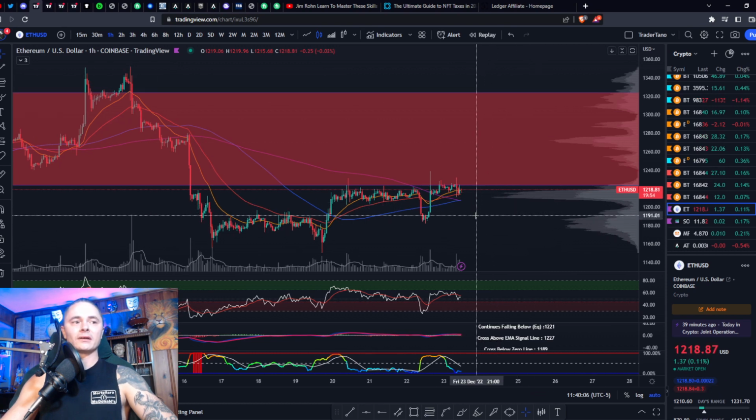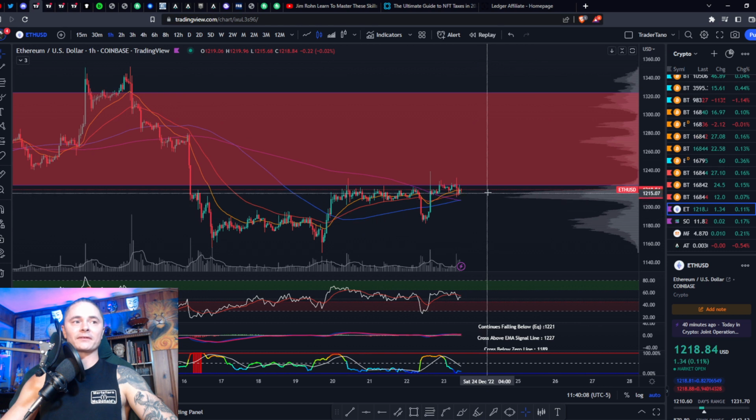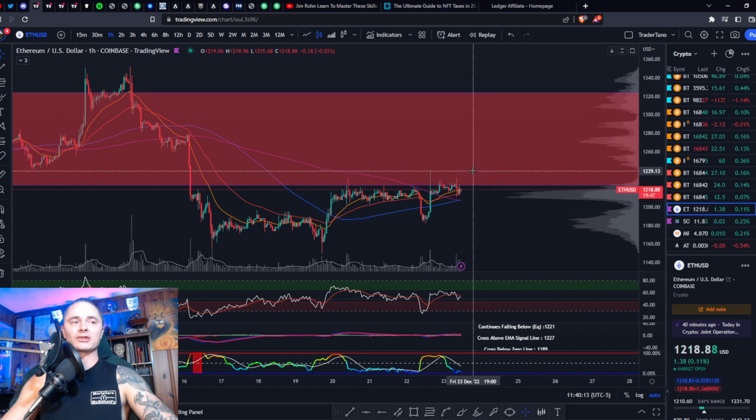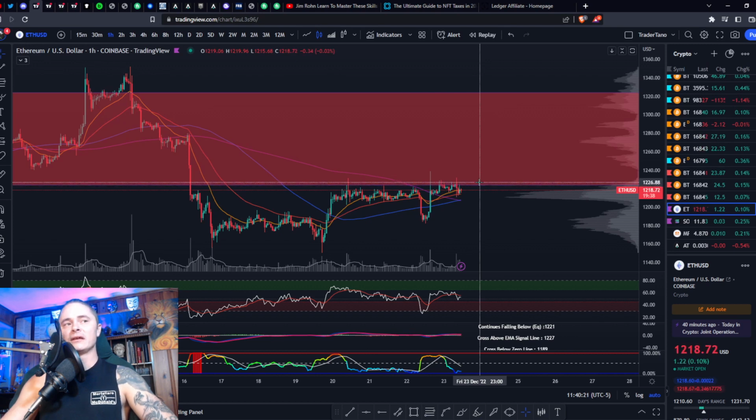All right, so that's really about it for Ethereum. I mean, it's pretty clear cut right now, just like Bitcoin. You got your levels, and you're right in the middle of them right now. Ethereum's a little more towards the top of its level. You need to break back in this zone on a 1 hour closure. 1225 is the level. I mean, that's basically where your highs are here as well.